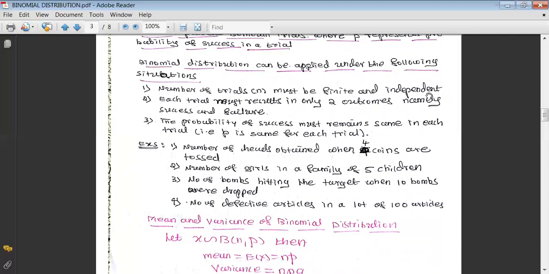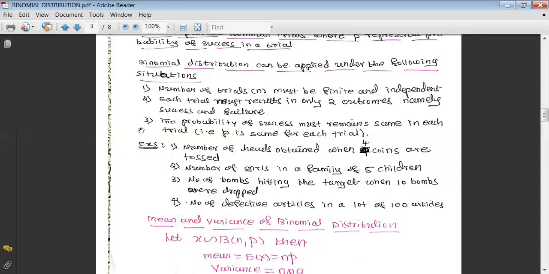Independent means the result of one trial should not affect the result of another trial. That's the first condition. The second condition is each trial must result in only two outcomes, namely success and failure. Each trial results in only two outcomes, which means one outcome must be success and the other must be failure. Each of these n trials is then called a Bernoulli trial.